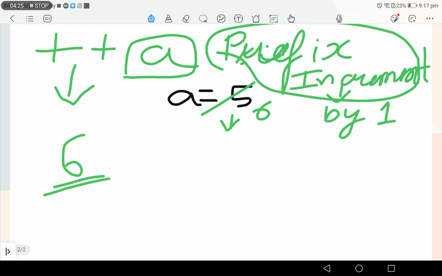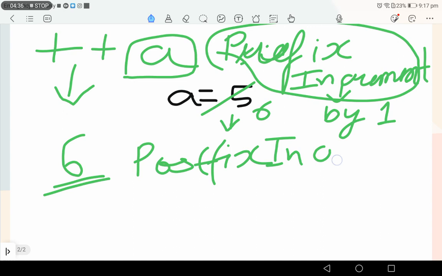Alright. Whereas the opposite thing is given in the postfix condition. Postfix, I'm just writing postfix increment, I'm not writing full increment. INC means increment, I'm just writing it to not waste too much time. So it is written like a plus plus. Okay, so here the value of a is 5. Again I'm giving the value of a as 5.